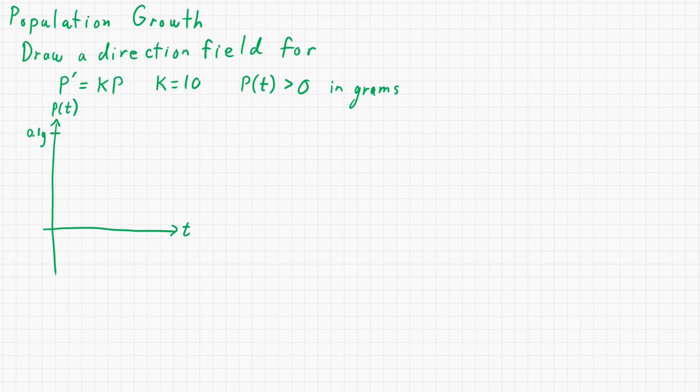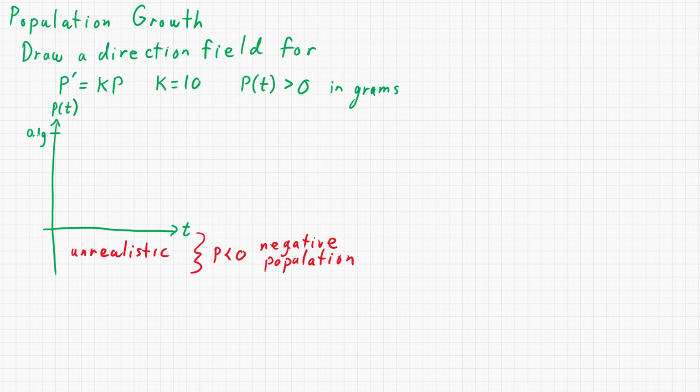So the first thing, right, we don't want p less than 0, so we're going to ignore this. You know, p less than 0, that's negative population. So it's unrealistic. All right, so let's go ahead and get started.